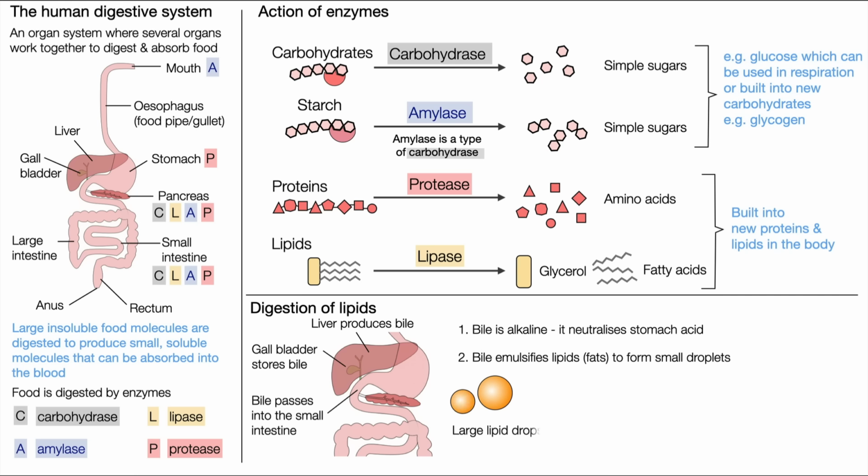These are our large lipid drops. The total surface area of this is quite low. We could say it has a low surface area to volume ratio. After the bile is added, we get emulsification and we end up with small lipid droplets. These have a much higher surface area to volume ratio.